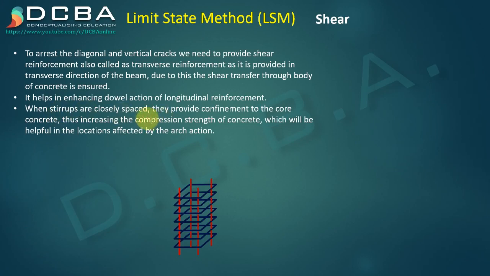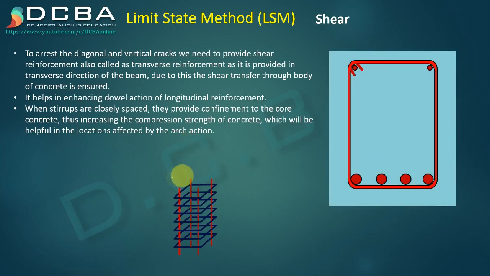When stirrups are closely spaced, they provide confinement to the core concrete, thus increasing the compression strength of concrete, which will be helpful in locations affected by the arch action. So what this statement says is, it is actually a statement related to columns, and in columns the stirrups are provided like this. These are your stirrups, and either you provide them like this or you also provide them in a helical manner. Those are called helical shear reinforcements that we'll be studying when we learn more about columns.